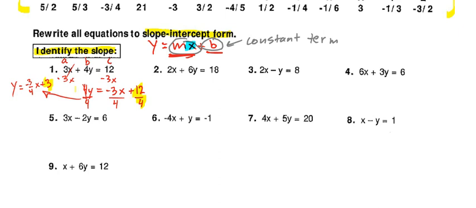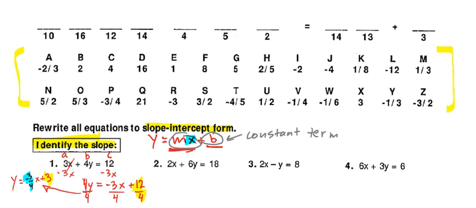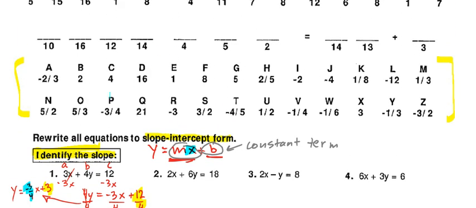And if you caught one, I'll give you a little extra credit. Okay? Let's finish out this problem. It says identify the slope. Well, the slope is right here, negative 3/4. So let's go find that up here. I'm looking for negative 3/4. I see it right here, the letter P.